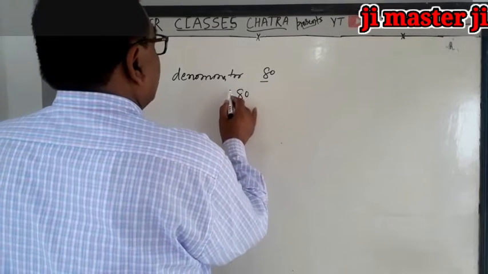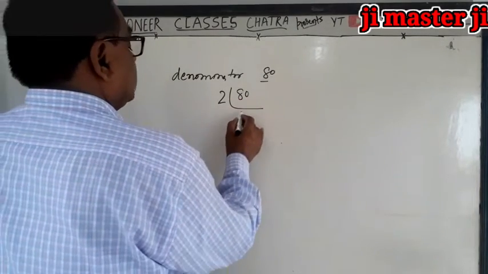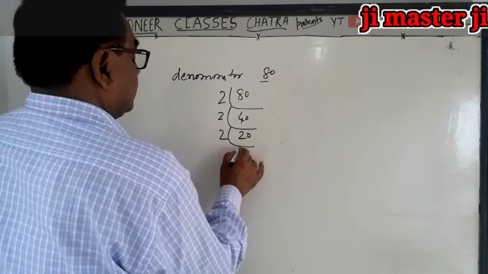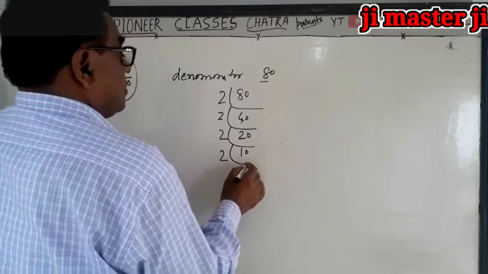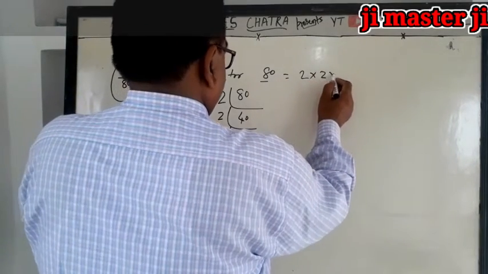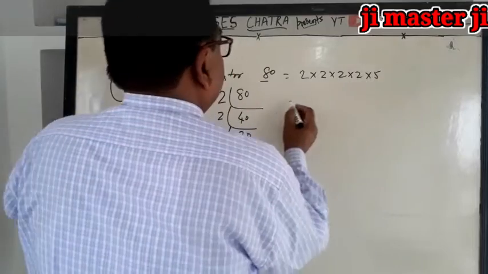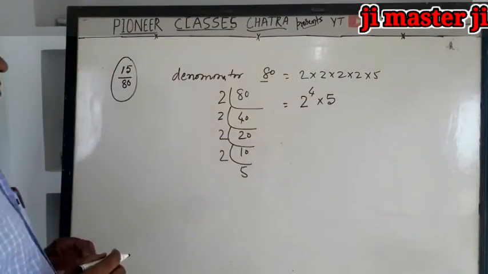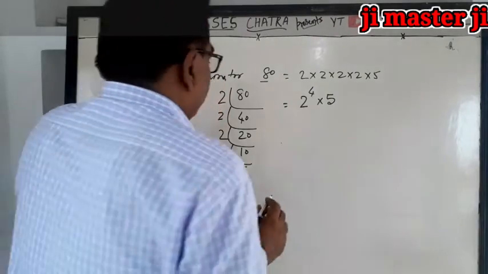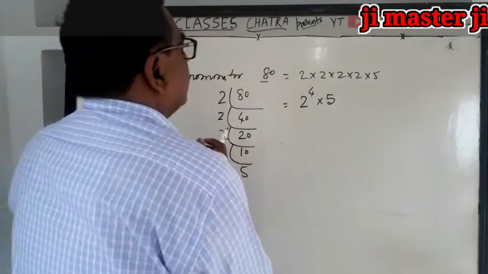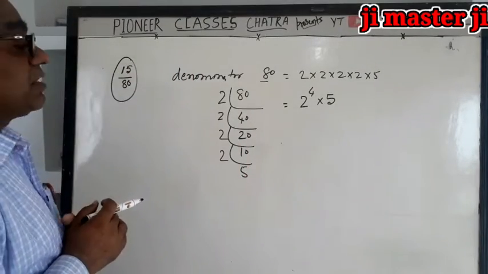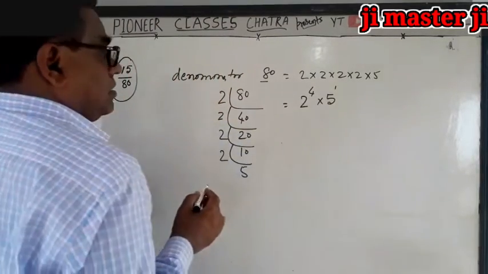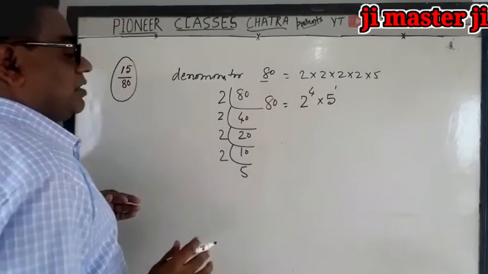So what is the prime factorization of 80? We divide by 2, this is 40, we divide by 2 again, this is 20, again by 2, this is 10, again by 2, this is 5. So 80 is equal to 2 into 2 into 2 into 2 into 5. So this is 2 to the power 4 into 5. So the prime factorization of the denominator of the number 15 by 80 is 2 to the power 4 into 5 to the power 1. So 80 can be written as this number.